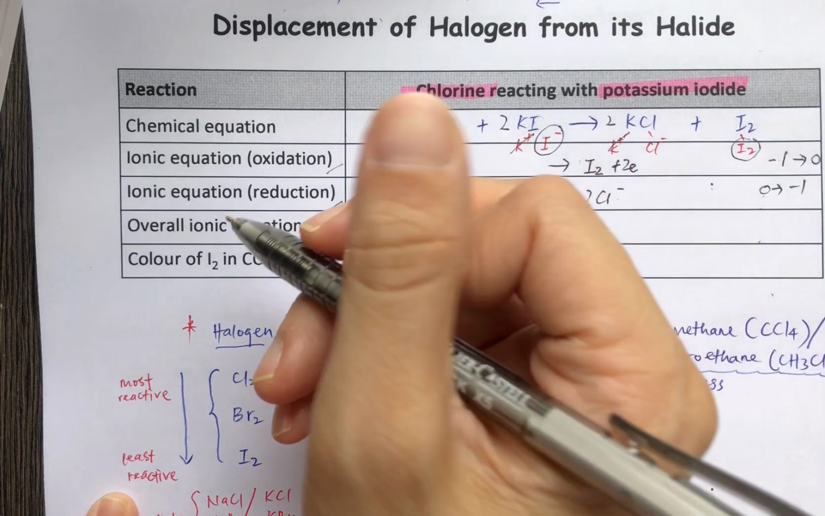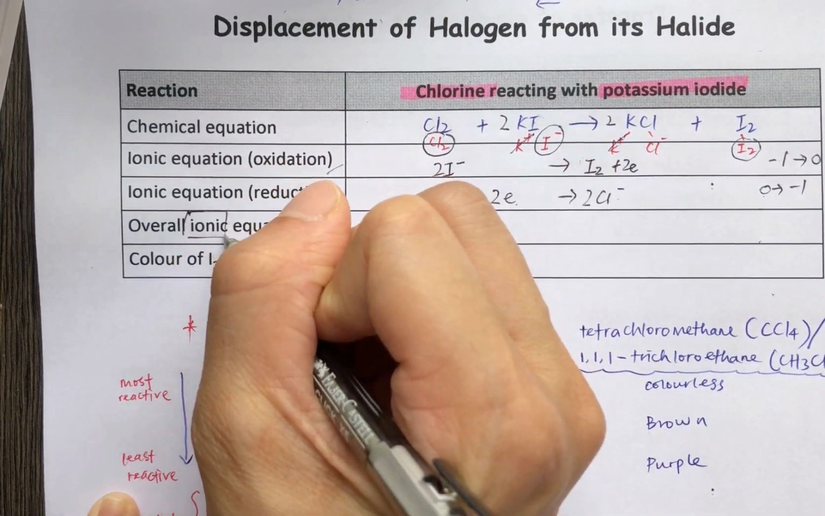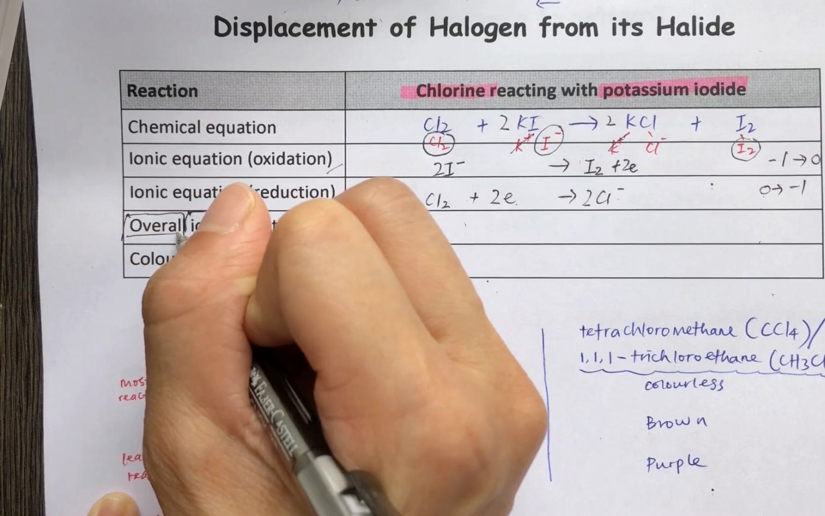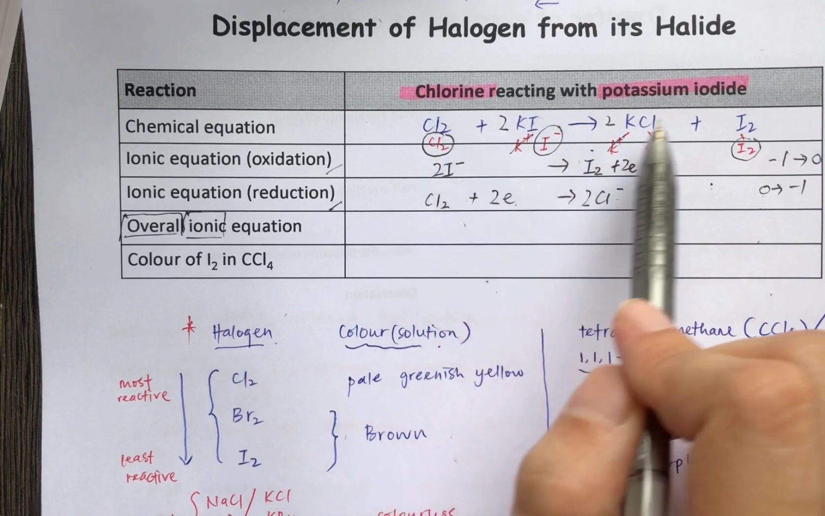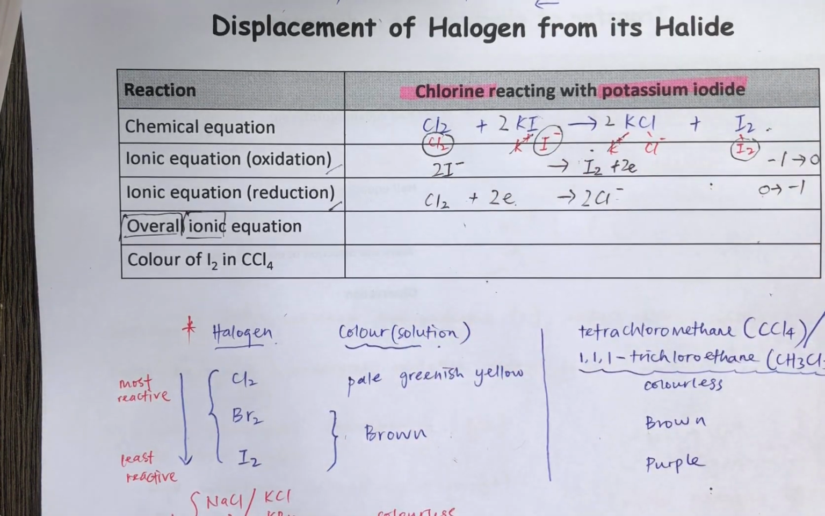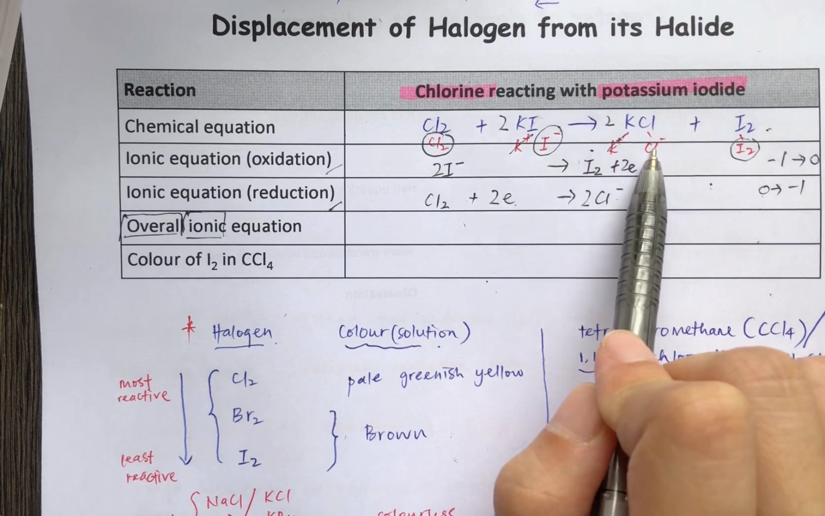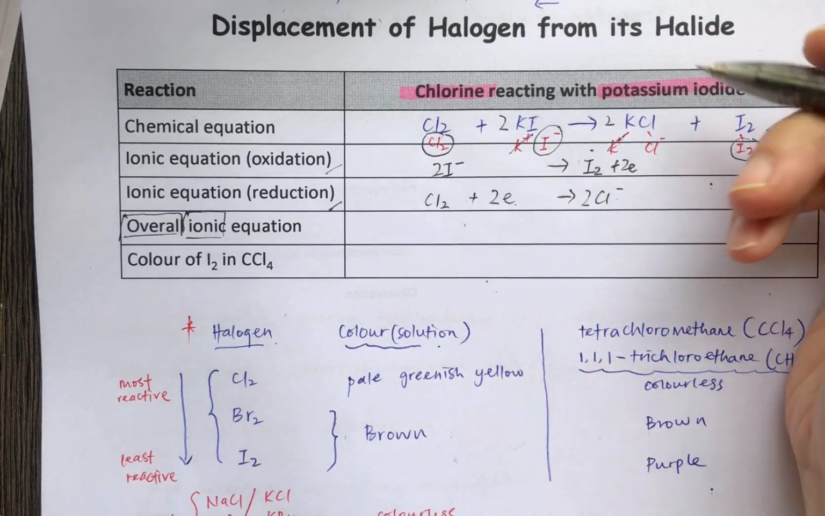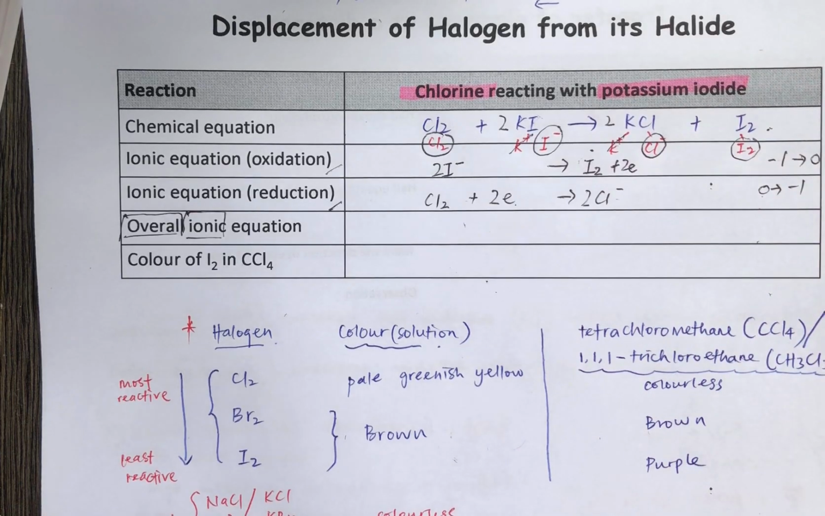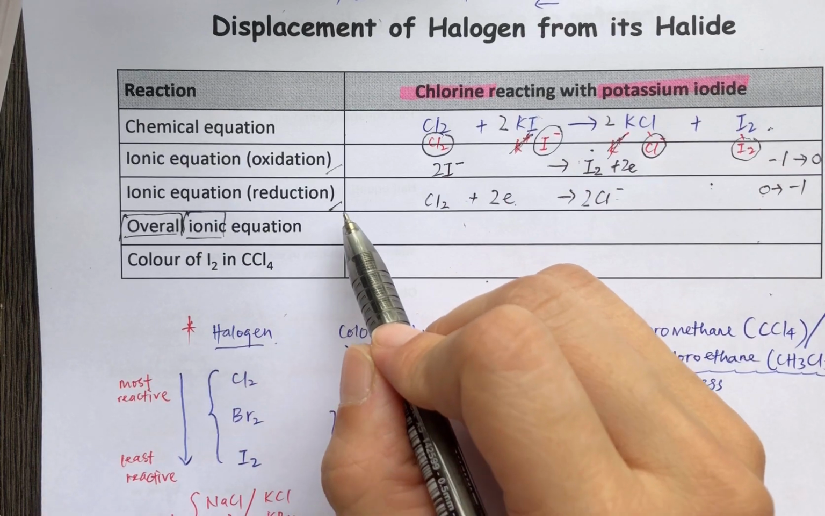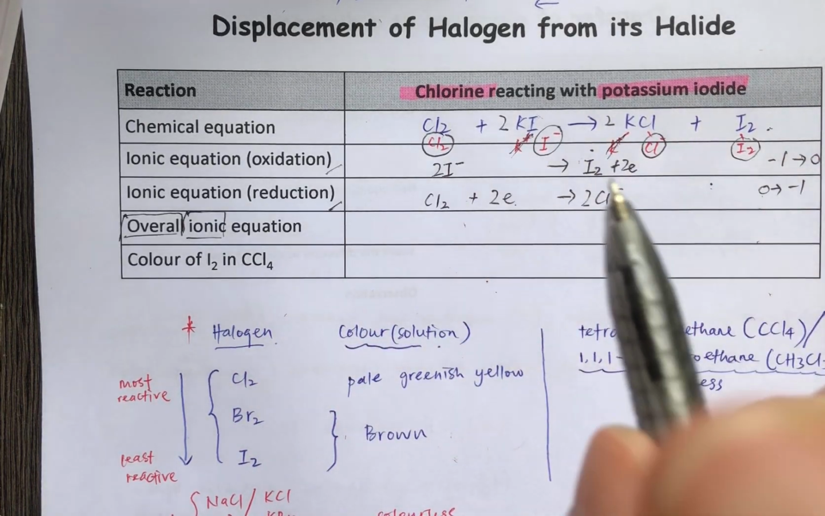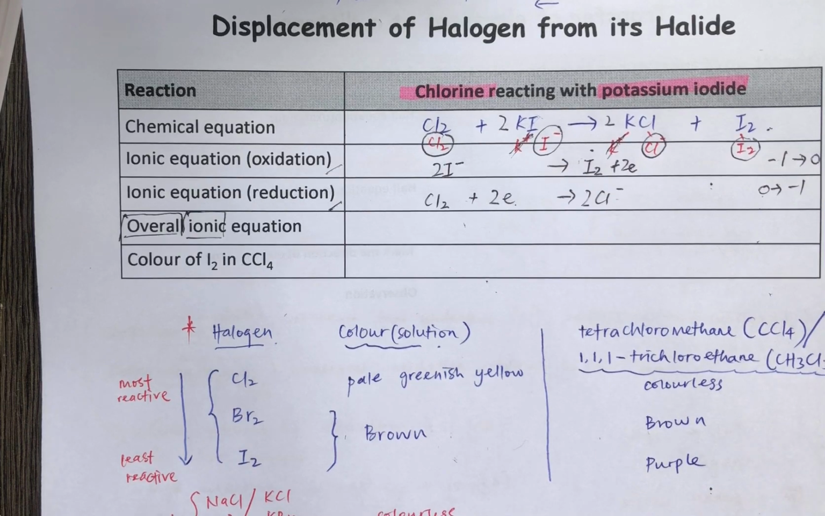Sometimes the question will also ask me to write the overall ionic equation. How do I write it? Very simple. What have we done just now when I wrote the chemical equation at first? I split them. After I split, I realize chlorine undergoes some changes, iodine undergoes some changes, and the one that does not undergo changes is potassium, so I cancel it. When you write your overall ionic equation, you just ignore the K plus because it has no changes, and the rest of it, I just copy back and it becomes my overall ionic equation.